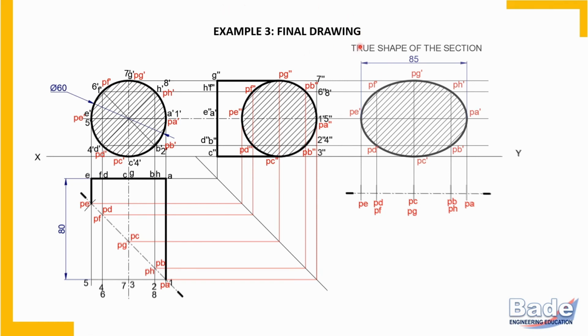So this is the final drawing. It is the true shape of the section. All given dimensions you should show in the diagram. So cylinder axis length, base diameter, and true shape of the section with major axis 85 millimeters.